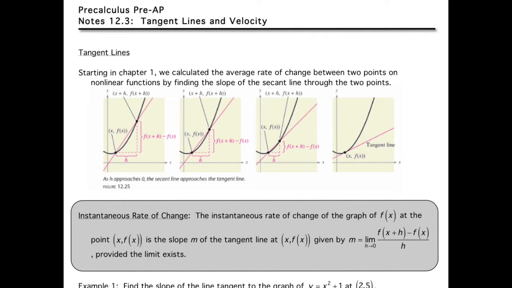All right, today we're going to talk about tangent lines and velocity. And way back in chapter 1, we talked about average rate of change, which is essentially the slope of the secant line between 2 points.